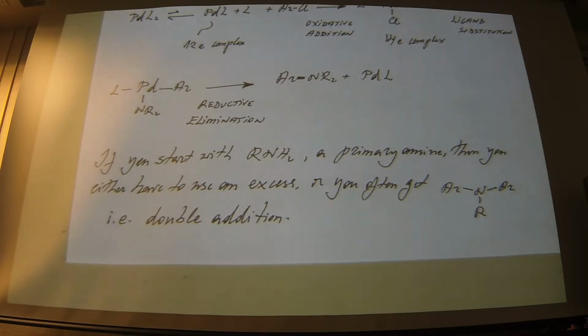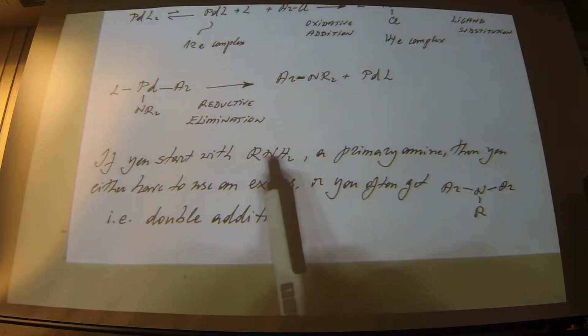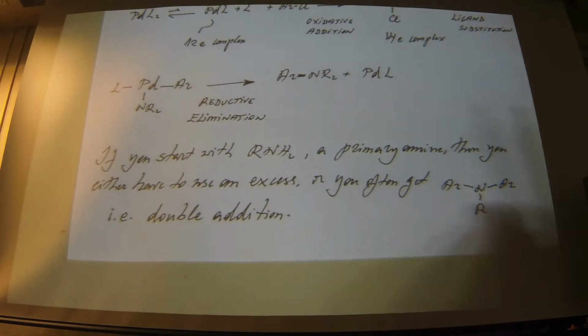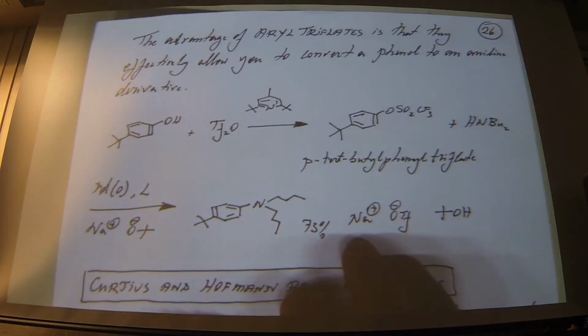Now, the way to get around that, the way you avoid getting a double addition, is you just use an excess of the amine. And if the amine is expensive, you recover it at the end of the reaction. So it's maybe not the ideal way of doing it, but it works. So this is the new way to form aryl amines from aryl halides. It turns out that the chemistry also works with triflates.